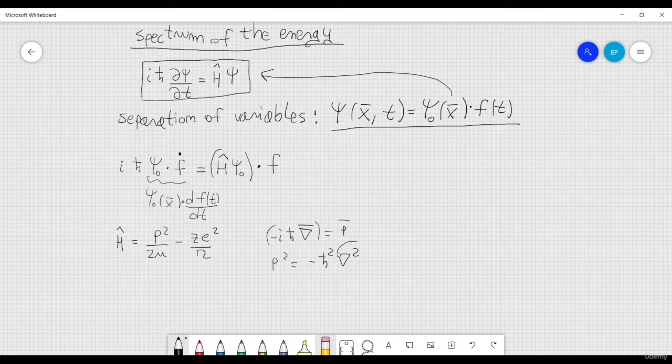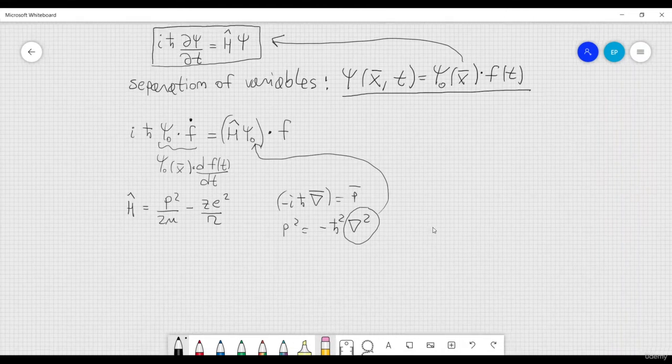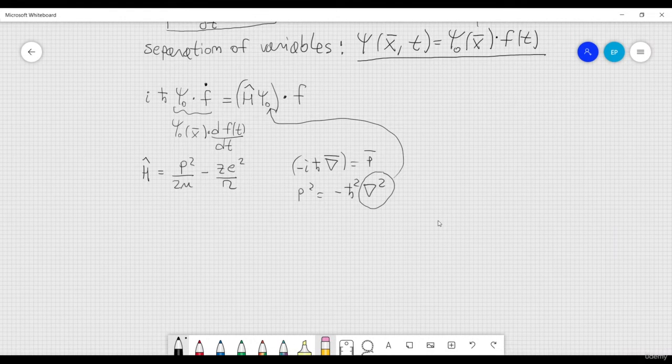So you see that there is this del squared which will act on the function psi 0, but it will not act on the function f. So the Hamiltonian is not dependent upon time. This is important because in this case I can rewrite the expression: I can divide by f, and I can divide by psi 0 on the left. Here I can of course divide by psi 0, but I cannot put this psi 0 before the Hamiltonian operator, for example. I cannot move it freely.